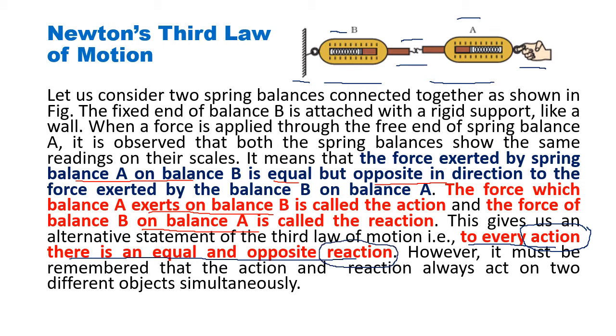The words action and reaction mean forces. To every action there is an equal and opposite reaction. It means every force: when body A applies a force on body B, at the same time body B applies a force on body A, and these forces are equal in magnitude but opposite in direction. So every action has an equal and opposite reaction. Also remember that action and reaction act on two bodies. It means if the action is on A, then the reaction is on B.